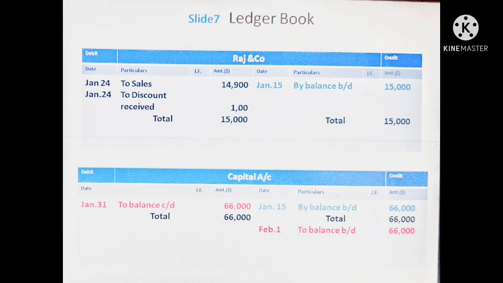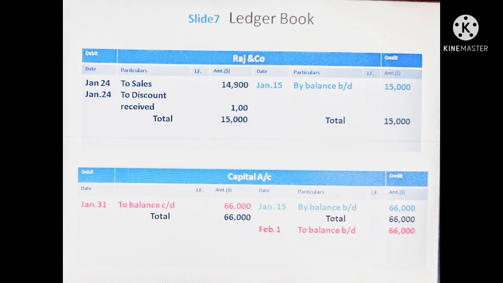Rajan Company is our creditor for $15,000. So there's an opening balance on credit side, $15,000. We make a sale to Rajan Company and it comes in debit side. We are earning a discount of $100. So that also comes in debit side. The account closes.